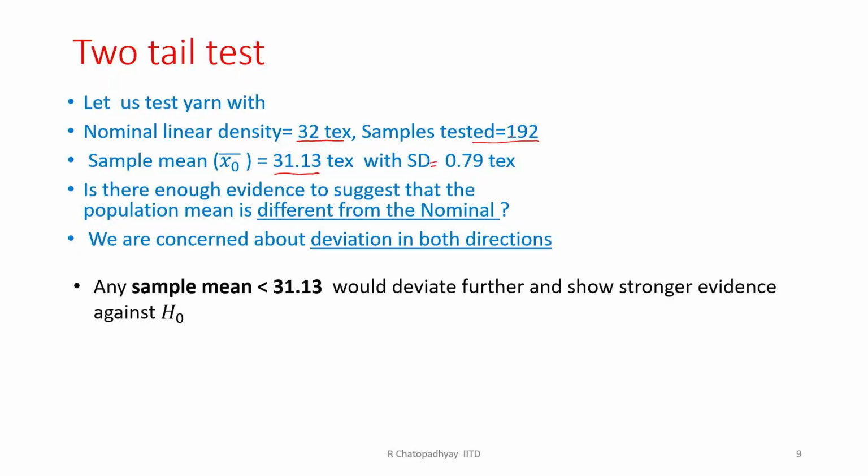And for that, what are we doing? We have taken a sample of 192. The mean is 31.13, and the standard deviation is 0.79 tex. Is there enough evidence to suggest that the population mean is different from the nominal? In this case, we are concerned about deviations in both directions, because we neither want to produce a coarser yarn nor a finer yarn. Both ways we may lose.